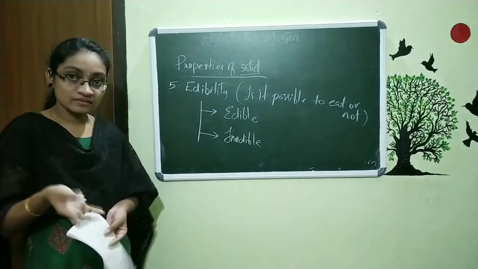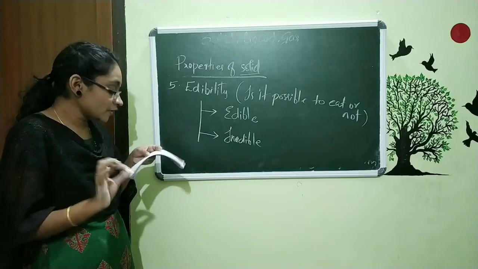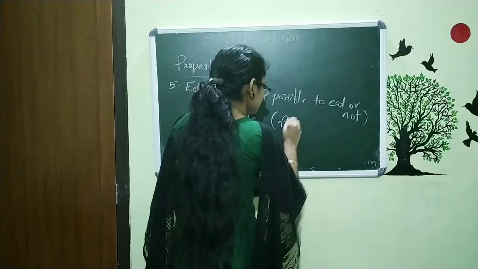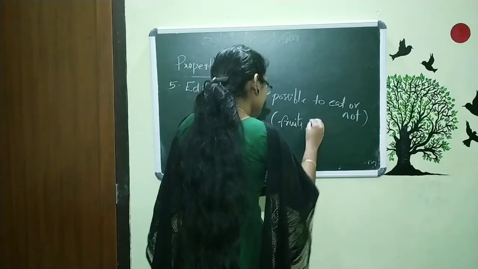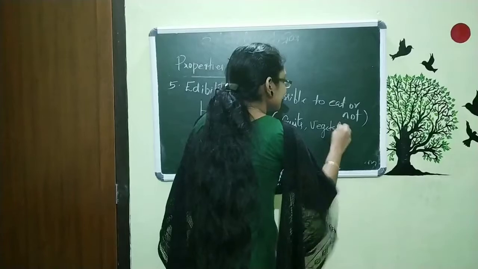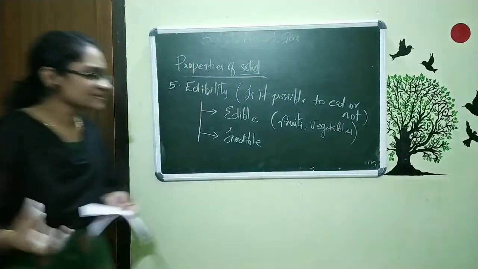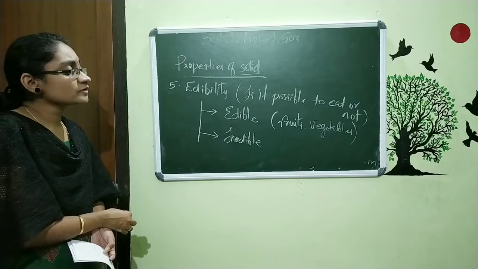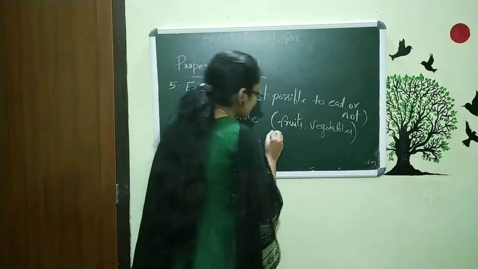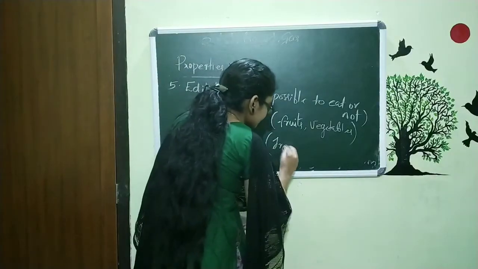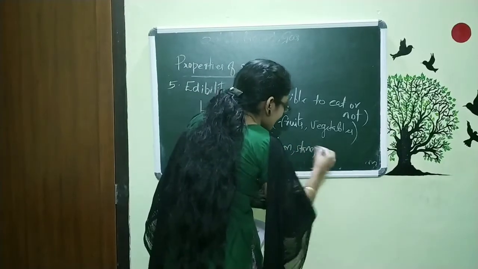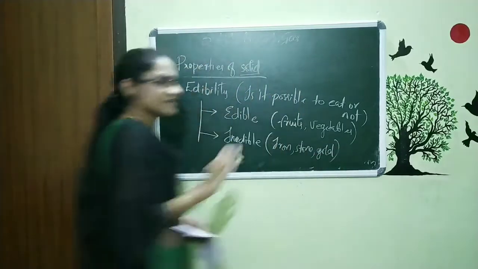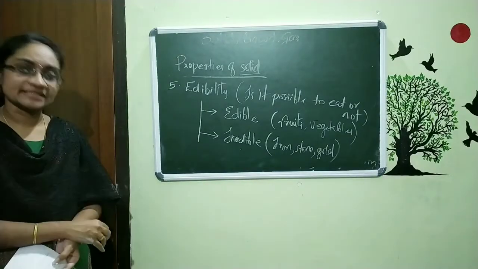Edible means we can have it. Inedible means it is not possible to eat. The examples are these: fruits, vegetables, pulses, cereals, all the things included in edible solids. And what about the inedible? Iron, stone, then gold, like that. You can write the examples for the edible and inedible.